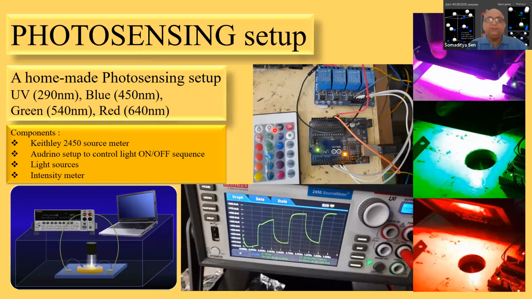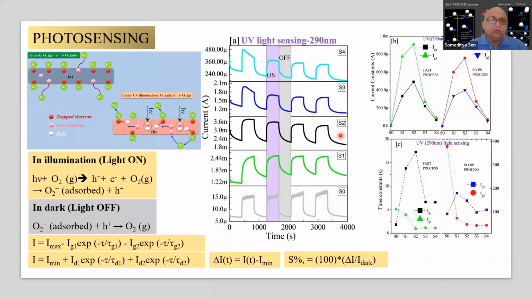We need a Keithley 2450 source meter, an Arduino setup here. This is the Arduino, which can control the light to be on and off. And then some light sources, different light sources are used. And then the intensity meter is needed to see how much intense light is falling on the sample. So we made the setup for 4 different colors. We can make more, probe more frequencies.